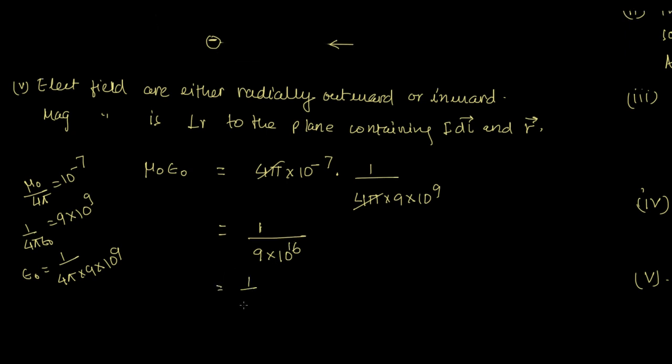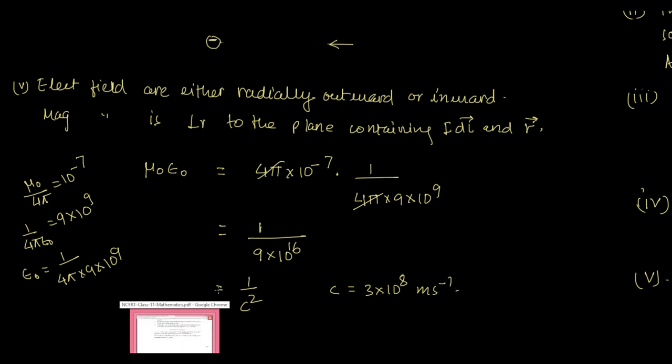And what is that? It is 1 upon c square, where c is the speed of light. C is 3 into 10 to the power 8 meter per second. And somehow it was this that set the speed of the electromagnetic waves. Electromagnetic waves are the propagation of the electric field and the magnetic field, which reinforce each other as they travel. When you solve the equation for that, the speed came out to be the speed of light. And it was only later that it was known that light itself is an electromagnetic wave.